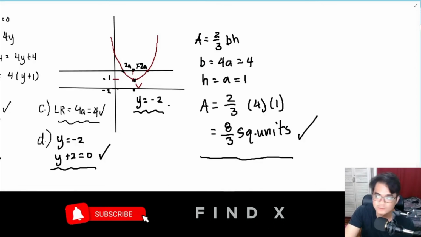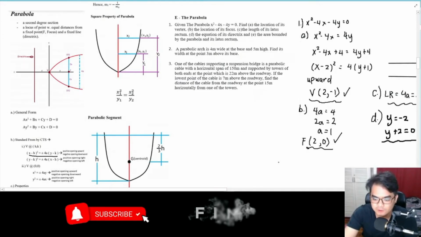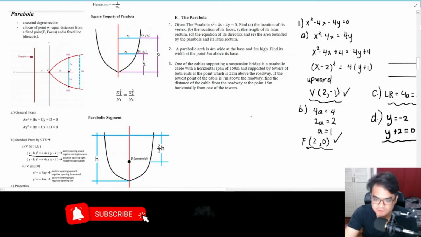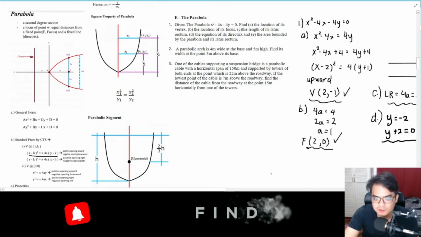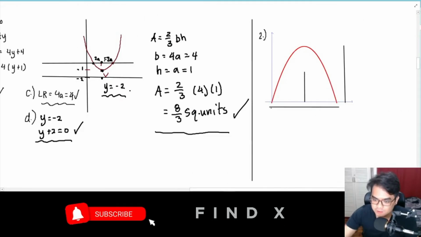Let's move on to the next number. Okay, so we have the second problem for the parabola, which is: a parabolic arc is 4 meters wide at the base and 5 meters high. So we have 4 and 5, 4 wide, 5 high. Find its width at the point 3 meters above its base. Okay? So we have 4 wide.